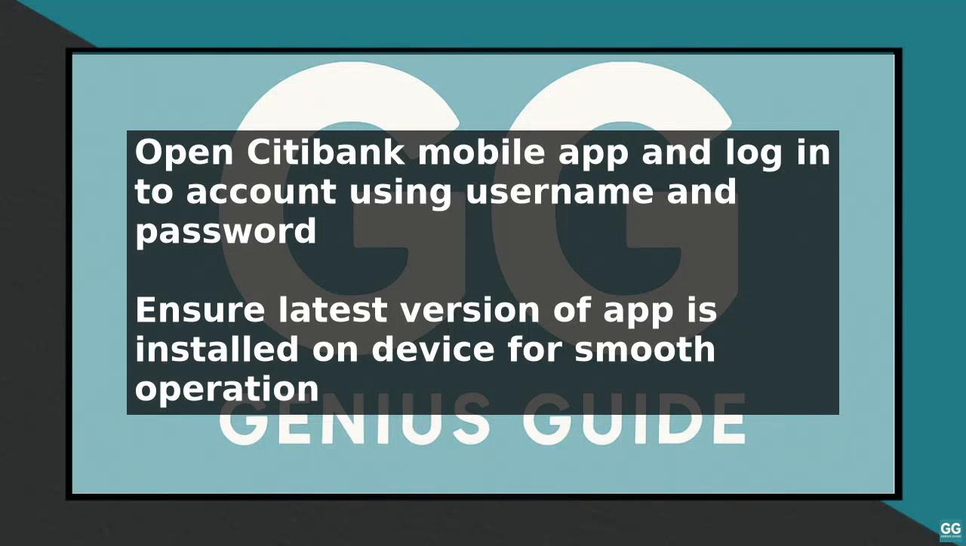To deposit a check with the Citibank mobile app, start by ensuring you have the latest version of the app installed on your device. Open the app and log in to your account using your username and password. If you have not enrolled in mobile banking, you can do so by following the prompts on the app.